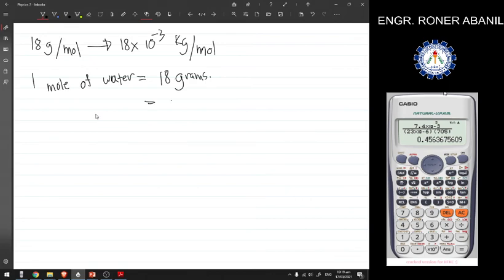Pwede nating masabi na meron siyang 0.018 kilogram yung 1 mole of water. So, the total mass, malaking M, of material is equal to the mass per mole, malaking M, times the number of moles. So, pwede na nating sabihin na maliit na m is equal to n over malaking M, no? Yung maliit na m is yung mass ng material. Ito naman is yung mass per mole. Ito naman yung number of moles. Okay?